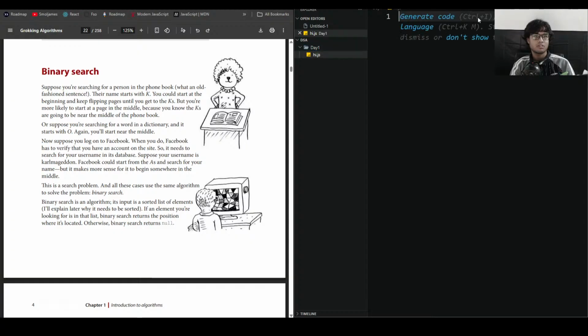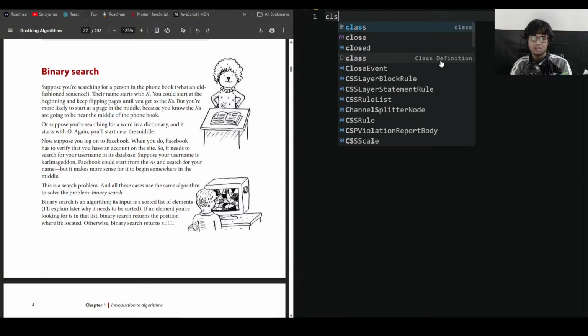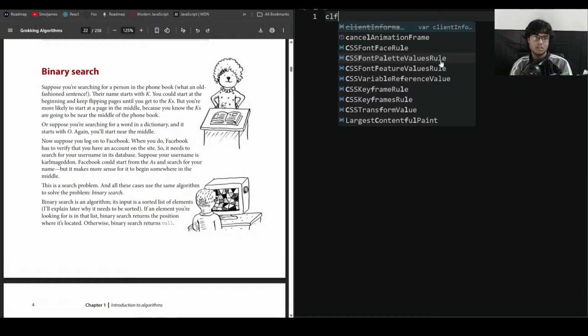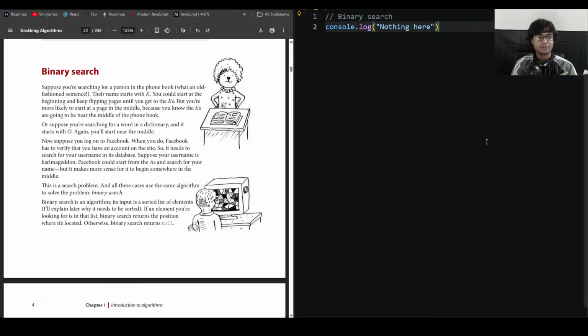Nothing here. Binary search. Oh, sorry. Binary search. Okay.